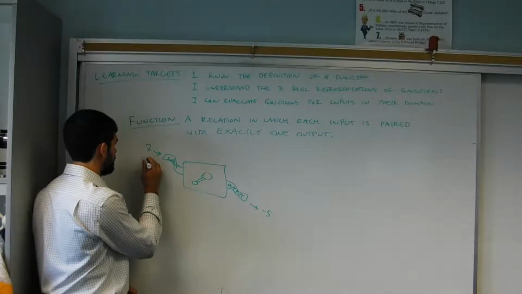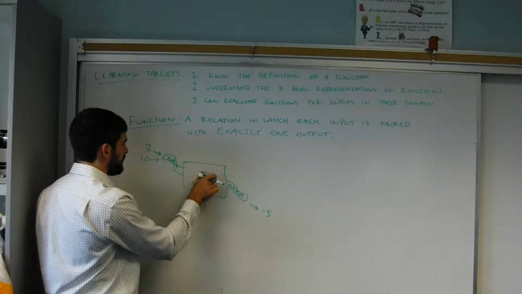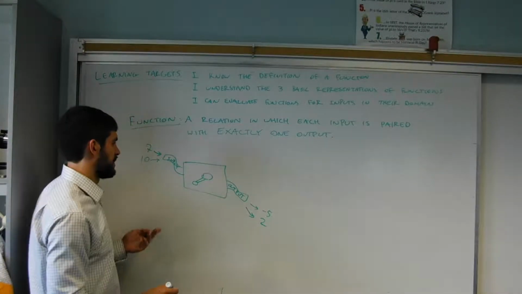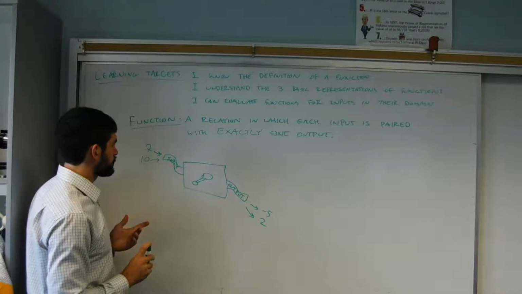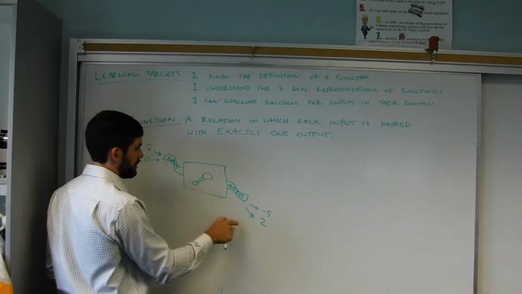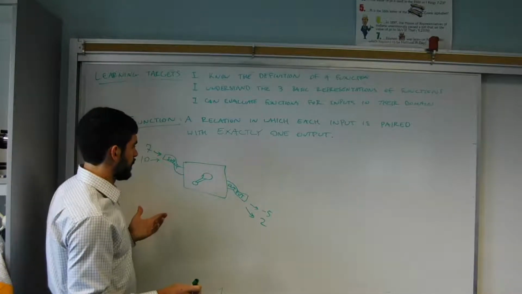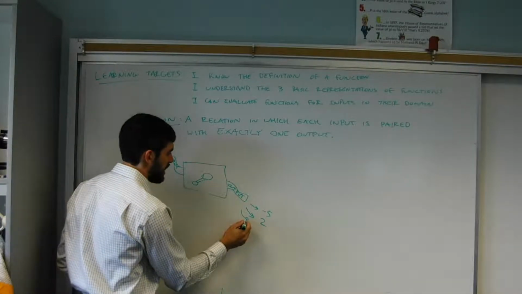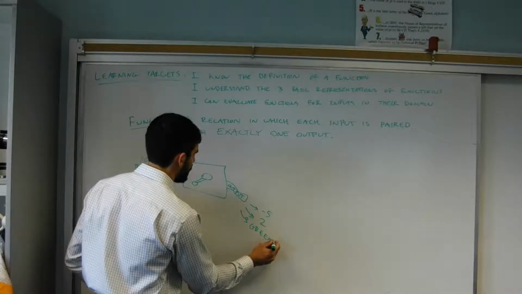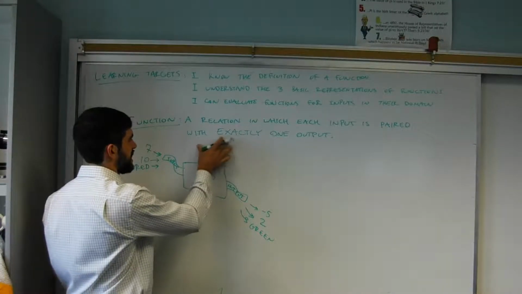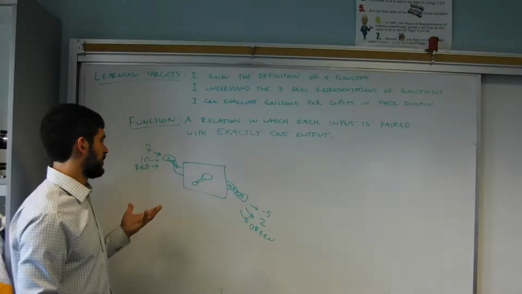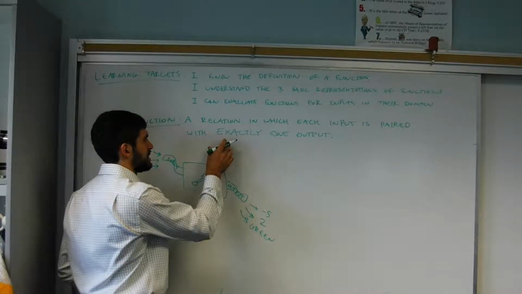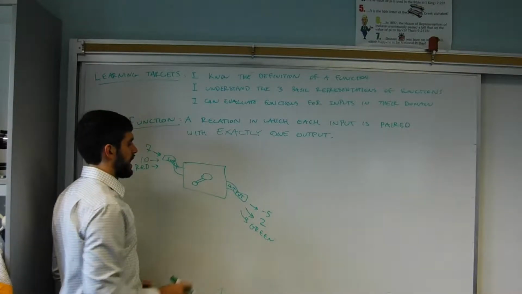We could put in 10. We put 10 into the input. The function machine does something, and out we get 2, for example. And you notice each of the inputs is only getting one output. We could put in red, and we get out green. So there's nothing in this definition about numbers, so a function could include anything as its input as long as each input is paired with exactly one output.